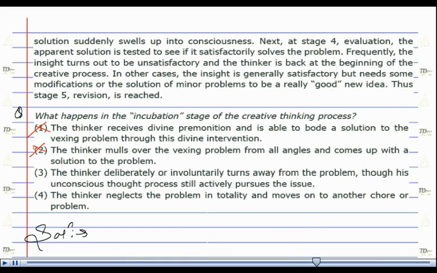Option number 3, the thinker deliberately or involuntarily turns away from the problem, though his unconscious thought process still actively pursues the issue, which is absolutely true as per the incubation stage according to Graham Wallace, as shown by the author. Option number 3 is indeed correct. Option number 4, the thinker neglects the problem in totality and moves on to another chore or problem. Option number 4 cannot be taken into consideration as it is irrelevant as far as the passage is concerned, and therefore the answer here is option number 3.